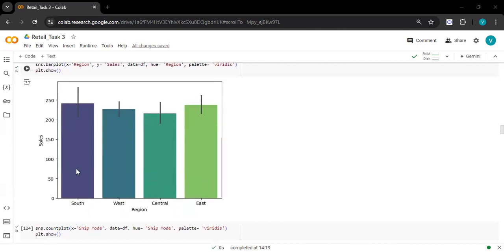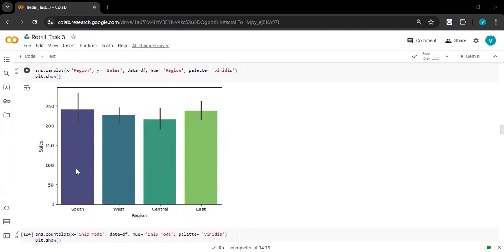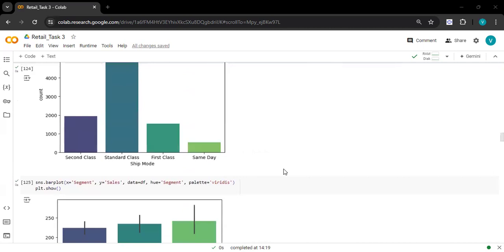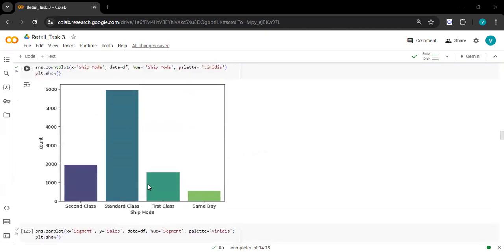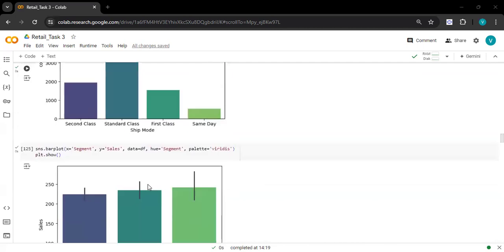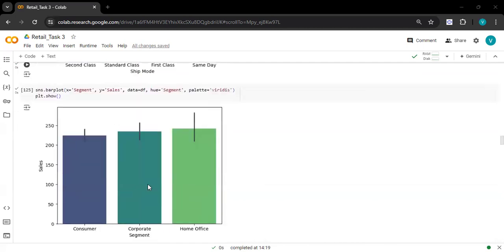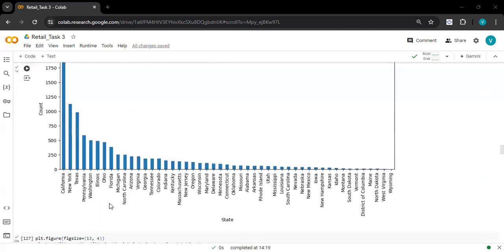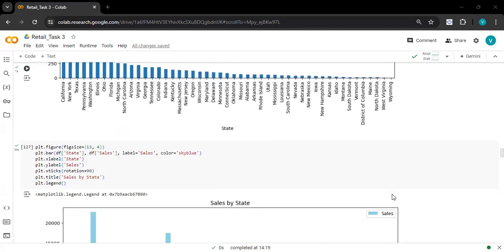The sales are higher in the South region, followed by the East region, overall. The sales are mostly happening in the standard class and second class shipping modes. The sales are higher in the home office segment than in the corporate and consumer segments. The shipment count is higher in California state and the least in Wyoming state.